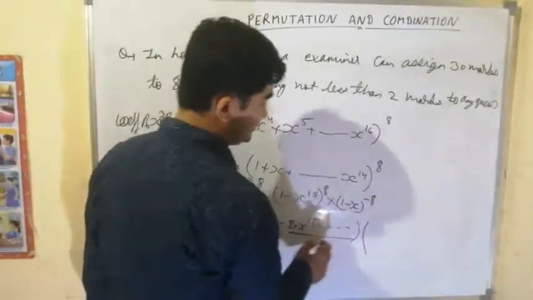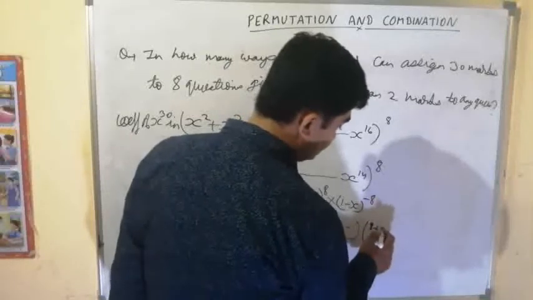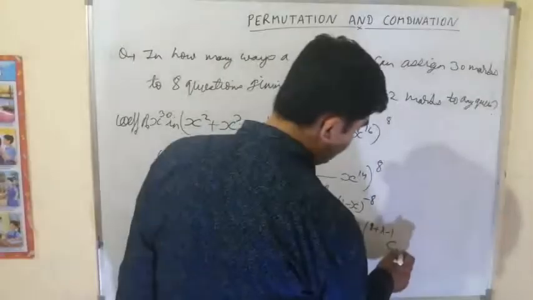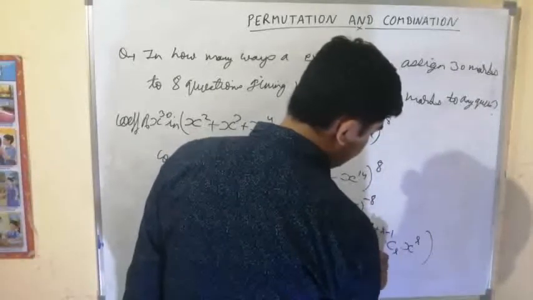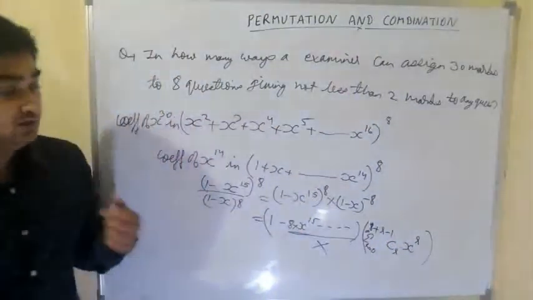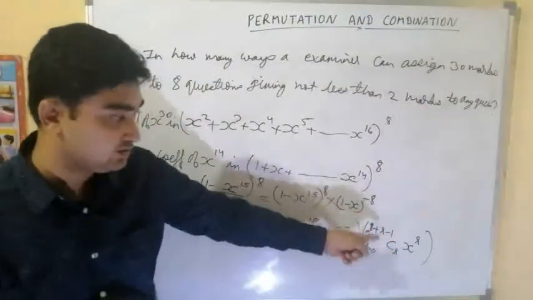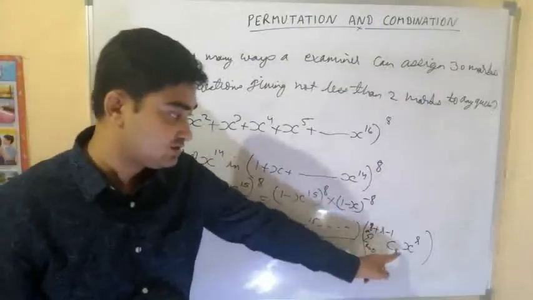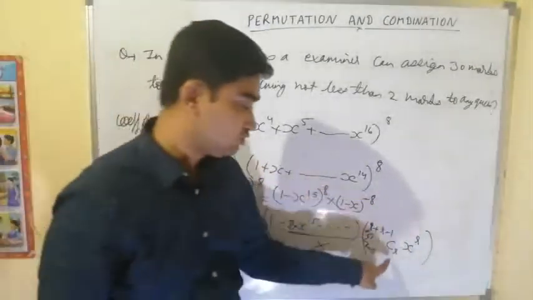From bracket number 2, what is the general term? N plus r minus 1 C r into x power r, where r will vary from 0 to infinity. It is the general term, binomial expansion. It is the binomial theorem. Just now I told you the general term for this case, n plus r minus 1 C r x power r. We want the coefficient of x power 14. So put r equal to 14.